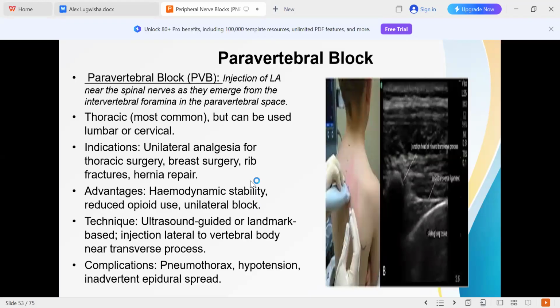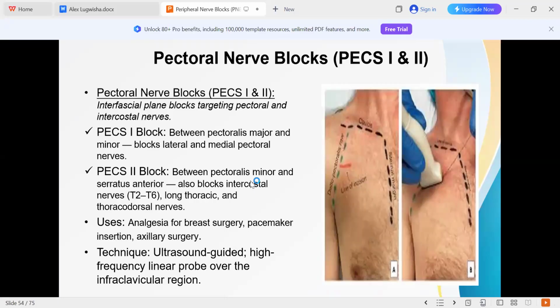Okay, so this is the paravertebral block. Like Josiah mentioned, it targets spinal nerves as they emerge from the intervertebral foramina. Most of the paravertebral blocks will be thoracic, but you can also use the lumbar and the cervical block. Ultrasound guidance is very important, but remember that pneumothorax and hypotension can occur due to inadvertent epidural spread.